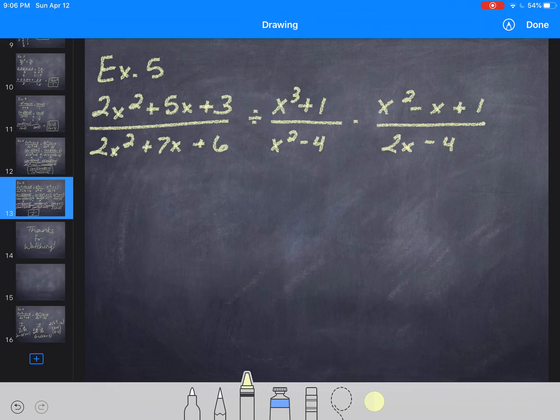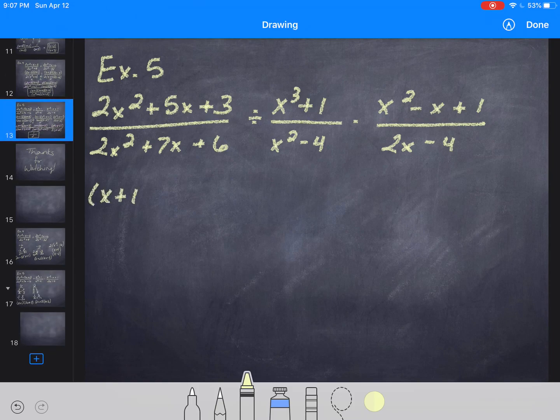For our last example, this one looks very complicated because now we have 3 fractions. Don't let this one overwhelm you. We are going to do the same exact steps that we were doing before. I'm going to factor my first numerator using MIFTERM. Pause here so you can factor. My factors are x plus 1 and 2x plus 3.